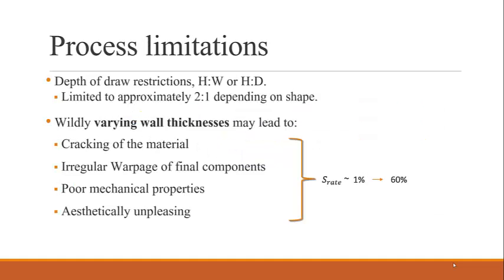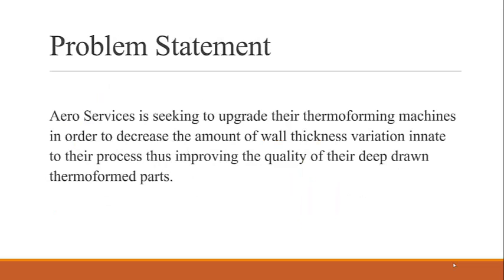The process limitations are a depth of draw restriction, which is the height to width ratio, and its wildly varying wall thicknesses. We will see examples of these limitations later on. The problem statement for this project is Aero Services is looking to upgrade their thermoforming machines in order to decrease the amount of wall thickness variation innate to their process, thus improving the quality of their deep-drawn thermoformed parts.